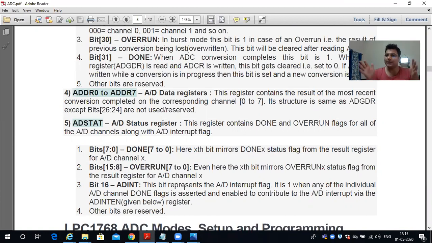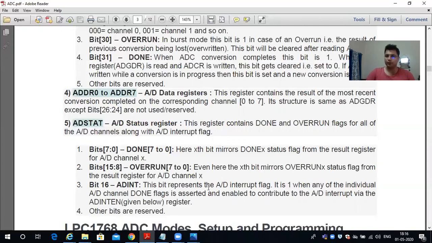So how many done bits are there? In total, 8 channels are possible, corresponding to eight data registers. In the eight data registers, we have the 31st bit as the done bit. So in the status register, bits 0 to 7 are nothing but the memory image, just the mirror image of that bit position.